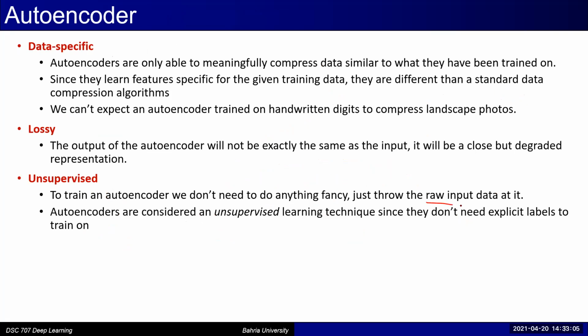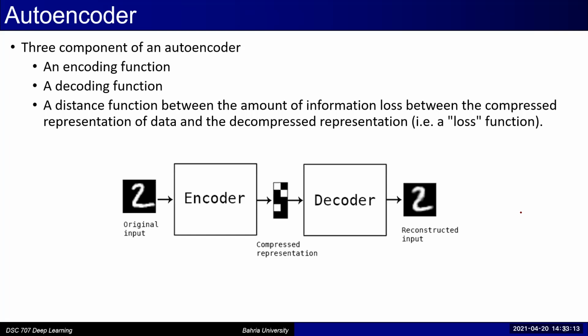just give it raw input data. We don't need any explicit class labels to work with autoencoders. Now, how will this work? We have already seen the encoding function, which is just layers of a neural network. The decoding part is also layers of a neural network. But you need some way of comparing the input and the output, which is your loss function.